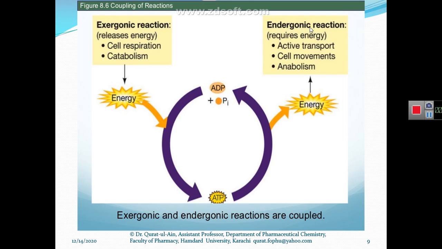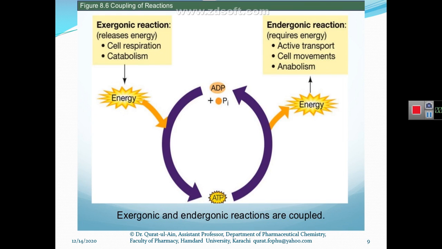And then endergonic processes require energy. Where does the endergonic reaction take place in our body? During the process of anabolism. What are the other processes that require energy? The active transport of the nutrients. For example, we studied this during our protein metabolism, and during our lecture on lipid and carbohydrate and protein digestion and absorption.